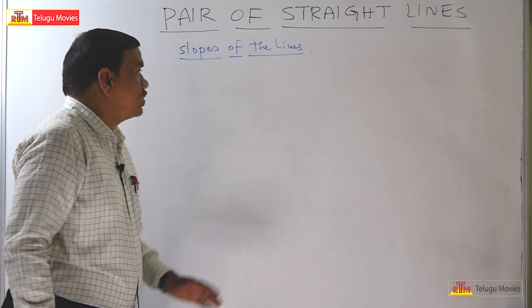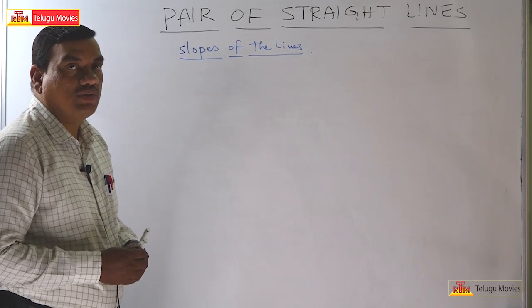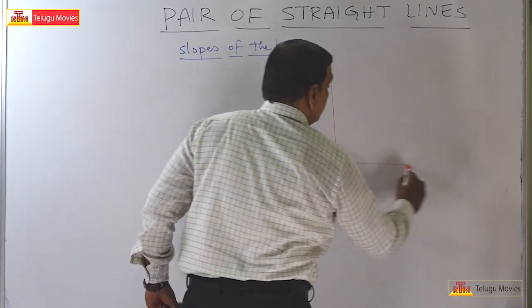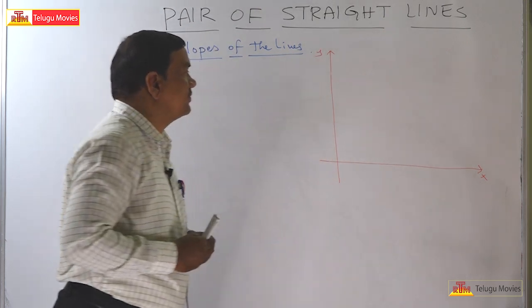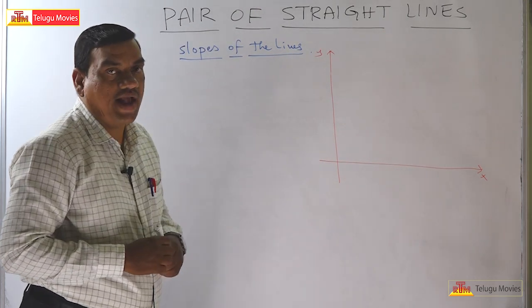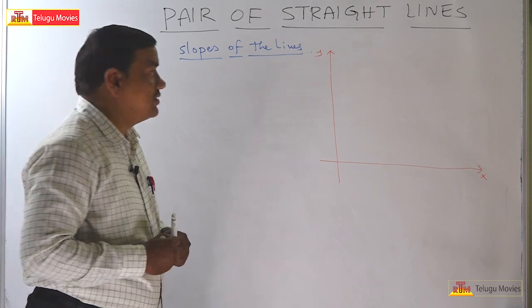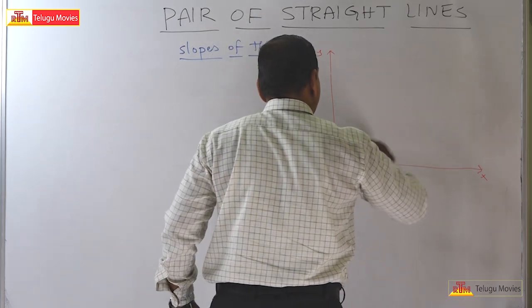Welcome to the next concept, that is slopes of the lines. What are the slopes of the lines? Let us see that. Let us see the two-dimensional coordinate system. So this is the x-axis and this is the y-axis. Let us take two lines which pass through the origin.